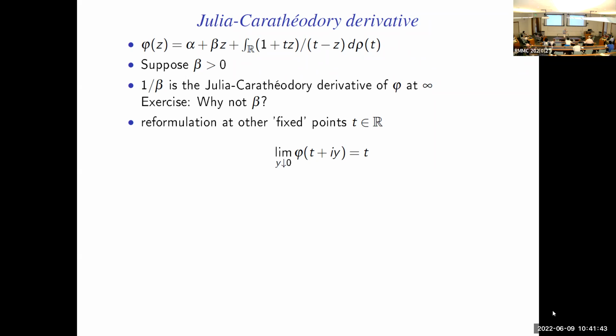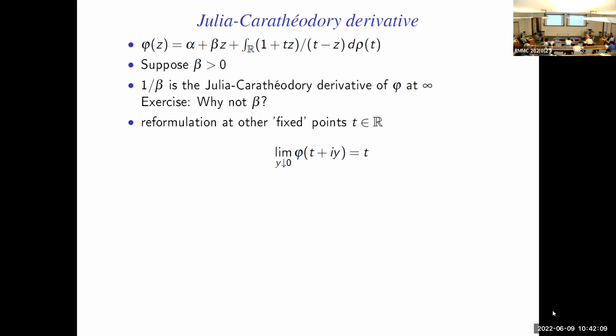And now as you say, the upper half plane is conformally equivalent to the disk, and basically you can say that infinity corresponds to the point 1, but the disk is kind of nice and symmetric. You should be able to talk about the Carathéodory derivatives at other points rather than infinity. So let me translate this to other real points.